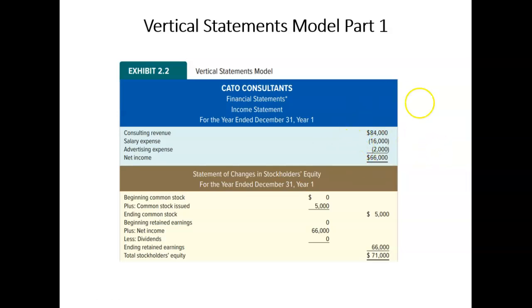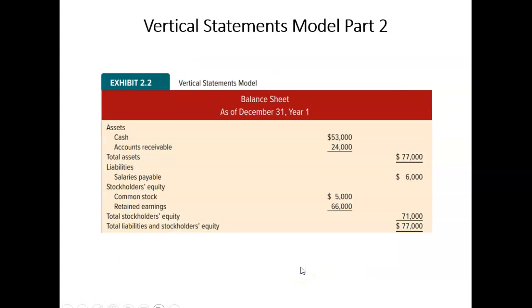If this number is positive, it means you've earned net income, but if it was negative, you would record it as a net loss. On our equity statement, this is our first year of operation. Beginning common stock was 0, but we issued $5,000 of common stock. The $66,000 of net income is coming from your income statement. Therefore, our total stockholders' equity at the end of the year is $71,000.